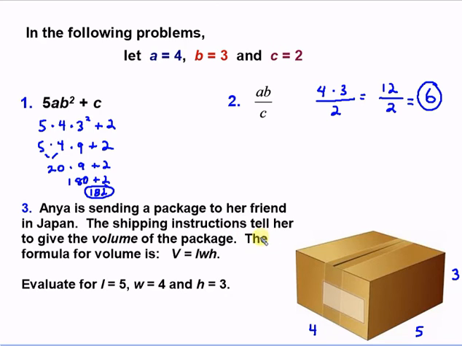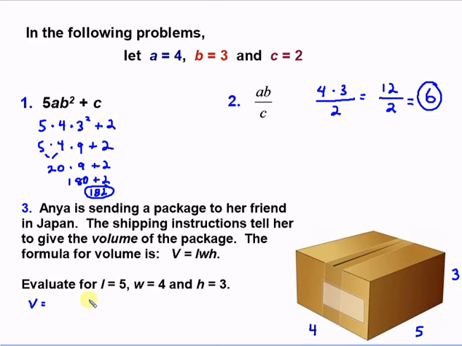Let's take a look at a word problem. Anya is sending a package to her friend in Japan. The shipping instructions tell her to give the volume of the package. Do you know what the volume is? Well, it tells you. The formula for volume is volume, or V, equal to L times W times H. And conveniently, they have given us the values for L, W, and H. So let's just put those in.